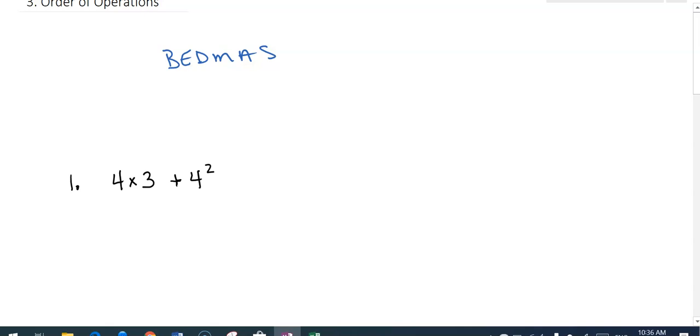Today we're going to revisit BEDMAS, the order of operations. We looked at BEDMAS with integers, we looked at BEDMAS with fractions, and we're going to revisit our order of operations with our exponents and roots.